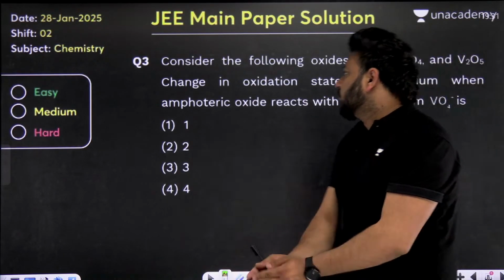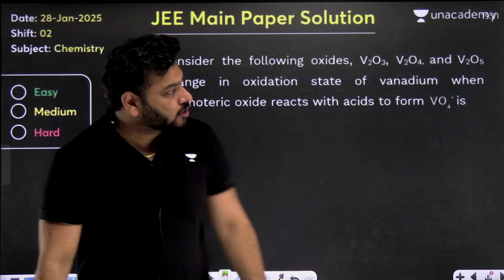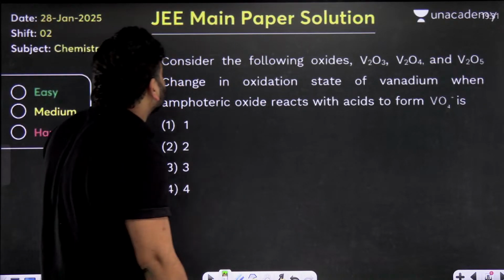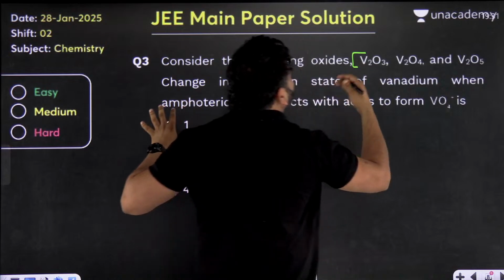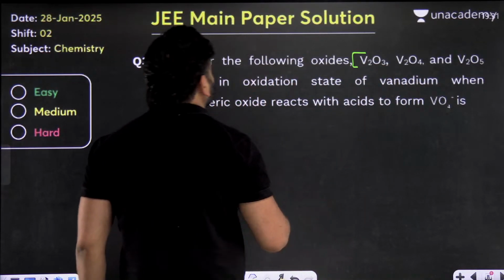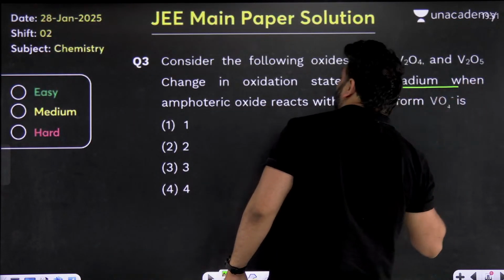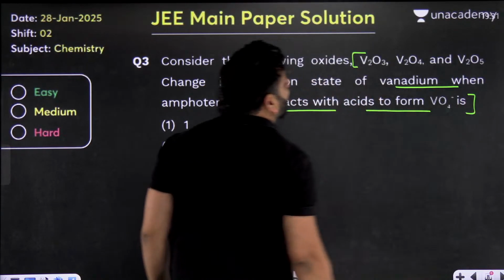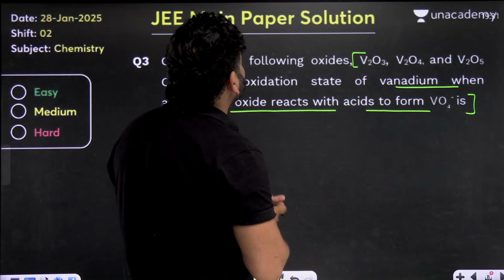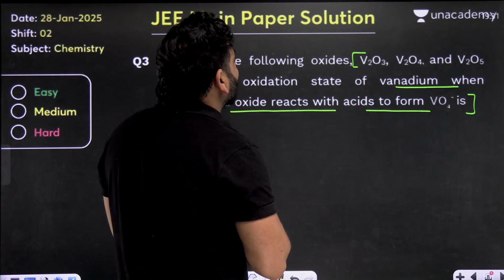There we go, the third question. First of all, let us know what this question is. Considering the following oxides, we have vanadium trioxide, tetraoxide and pentoxide. What is the change in oxidation state of vanadium when the amphoteric oxide reacts with acid to form VO2+?